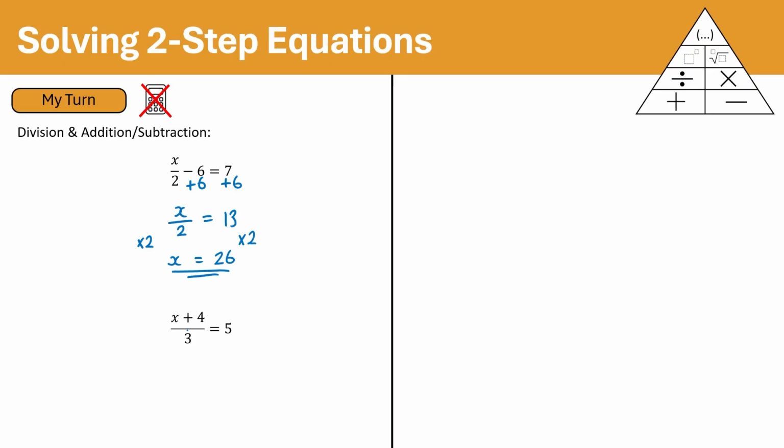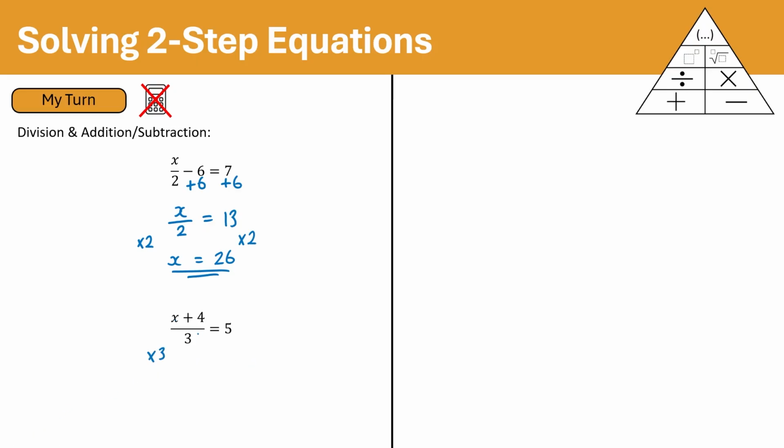Now, this case is a little bit different. My fraction bar shows me that I'm dividing both x and 4 by 3. So in a sense, you could think of it like this. I'm doing x add 4, and I'm dividing both of them by 3. In this case, I want to undo the division by 3 first before I undo the addition by 4. I would show it like this.